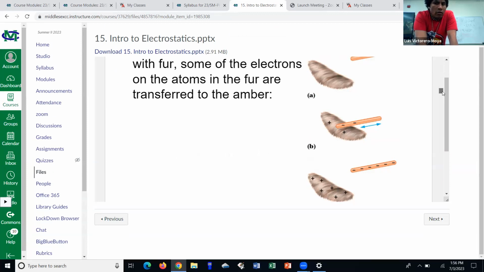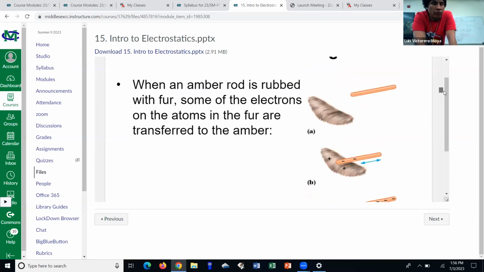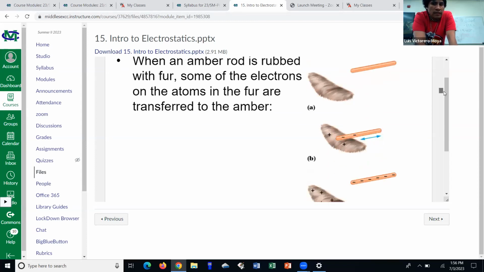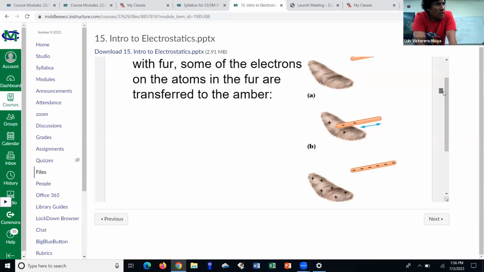Now, what about the overall charge? Well, you probably remember conservation of mass and conservation of energy. You can neither destroy nor create energy or matter. You can only transform it. The same is true with charge. You cannot create or destroy charge in the universe. It can only be transferred from one object to another. So if the amber rod and the fur were neutral, then the sum of the negative charge and the positive charge of both objects after rubbing them will be 0 coulombs as well. That's the conservation of charge.